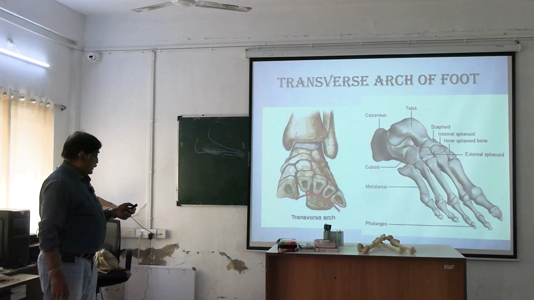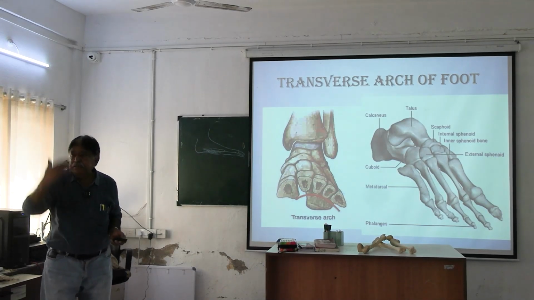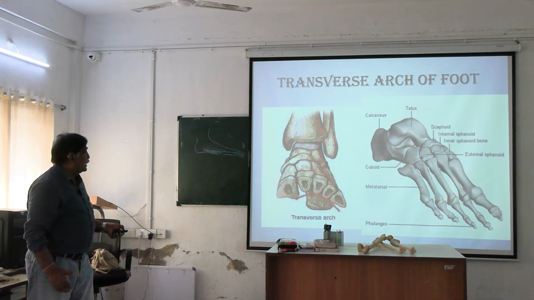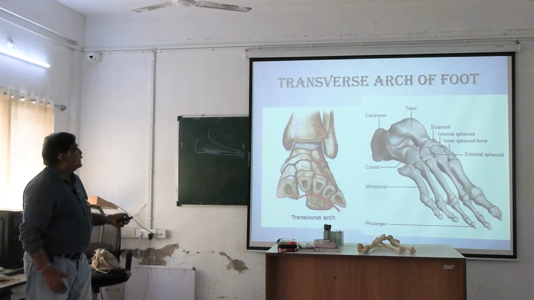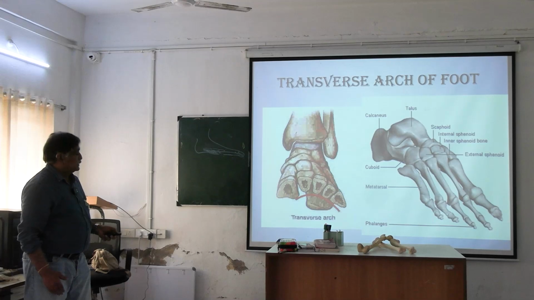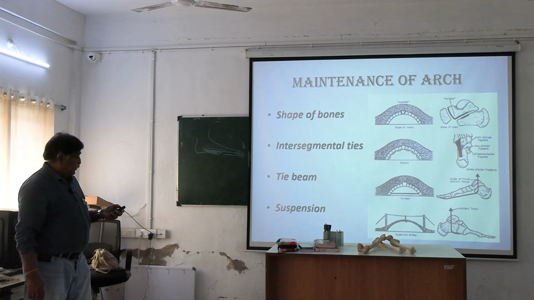Now you can see the transverse arch. It is cut like this, so you can see the arch. This is the metatarsal. This is the lower end of the tibia. This is the medial malleolus. This is the lateral malleolus, contributed by the fibula. This is the calcaneus. Now, scaphoid, internal cuneiform bone, talus, cuboid, metatarsal, phalanges. Here, maintenance of the arch: shape of bones.